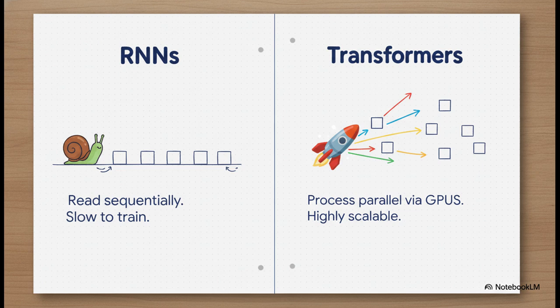If the text was really long, they hit a massive computational bottleneck. They were incredibly slow to train because you literally couldn't process the next word until you finished the previous one. But the transformer architecture on the right completely changed the game. Transformers process all tokens in parallel at the exact same time using GPUs. They read everything all at once, making them insanely fast and highly scalable.